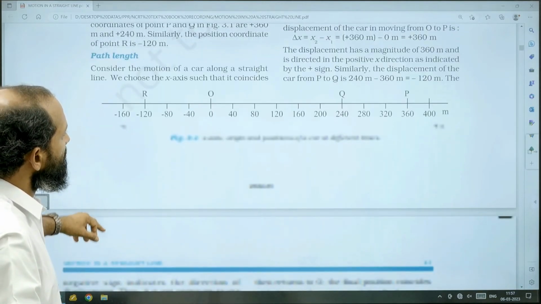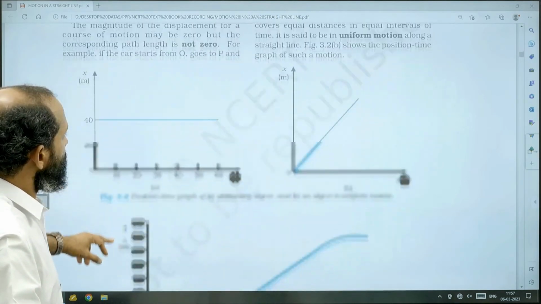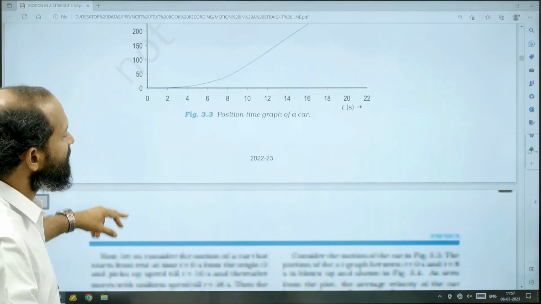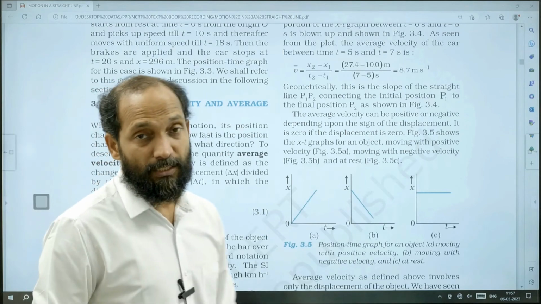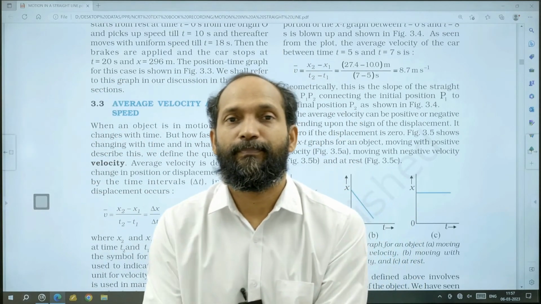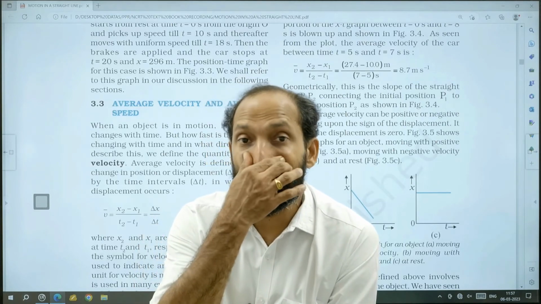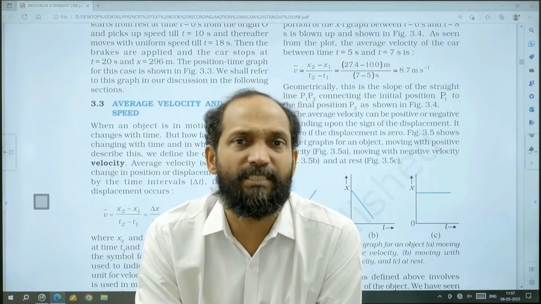Distance, displacement, instantaneous velocity, instantaneous speed, average velocity, average speed. How to find average speed? Total distance by total time. Average speed we can find by using this formula, total distance by total time. But there are some shortcuts.